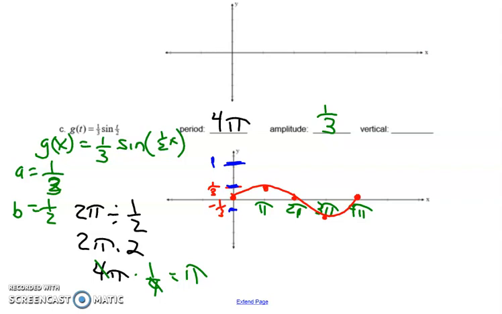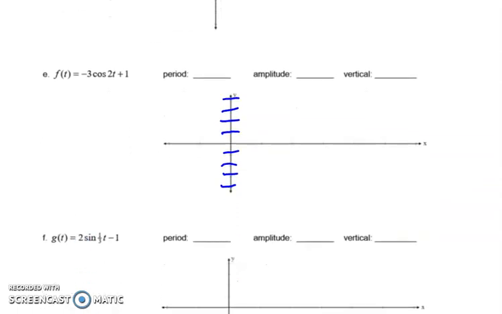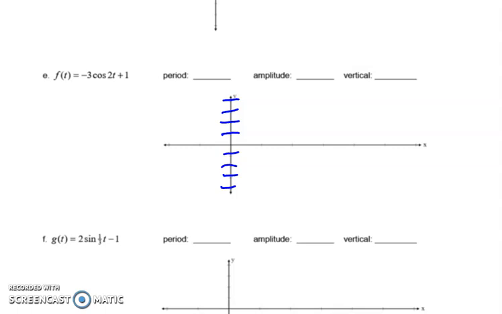Okay, now that we've finished problem C, let's move on to E. Let's take a look at problem example E. Okay, so -3 cosine 2t plus 1. So a couple things we have here.